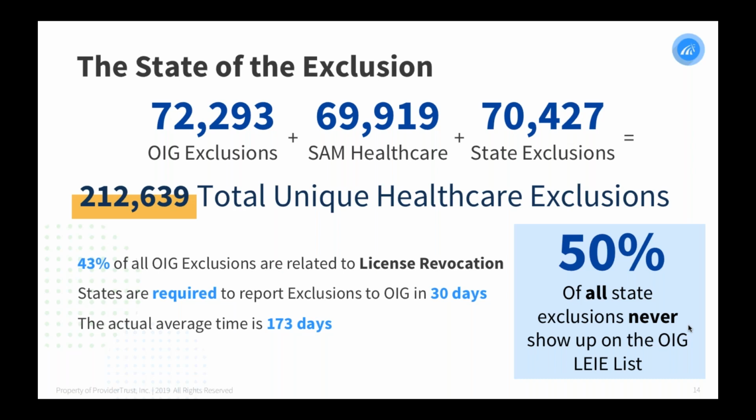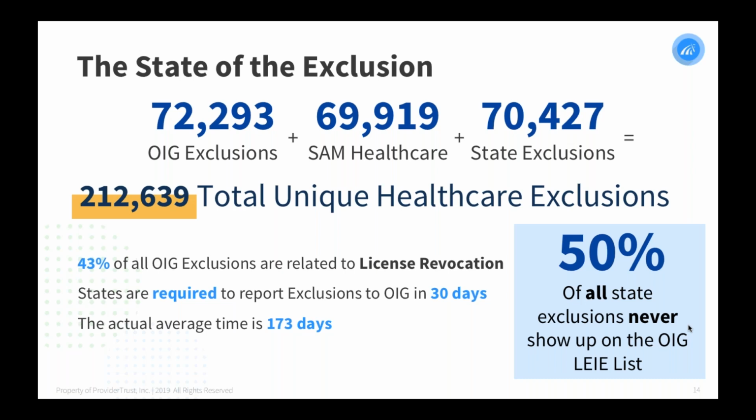Something else that is really important to know, that a lot of folks don't necessarily realize, is that states are required to report their exclusions to the OIG, and they're required to do so within 30 days. The problem is they don't actually typically report those within 30 days. The average time that it takes a state to report their exclusion up to the federal level is about 173 days. So the requirement is to do it within a month, but it typically takes about 6 months or so.